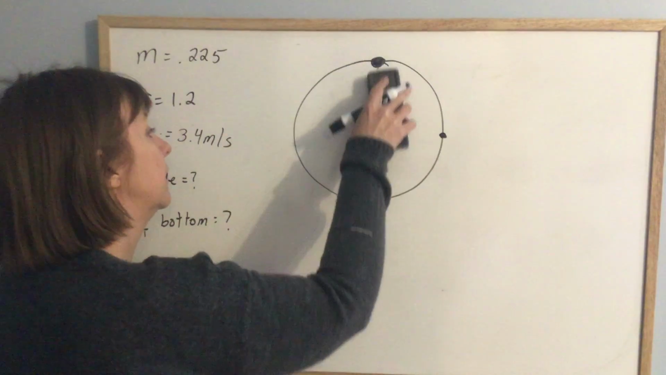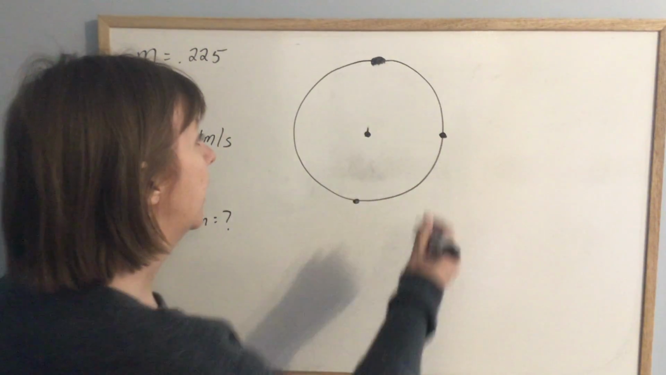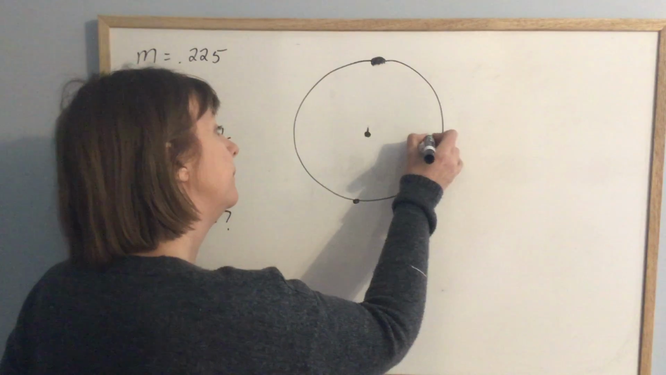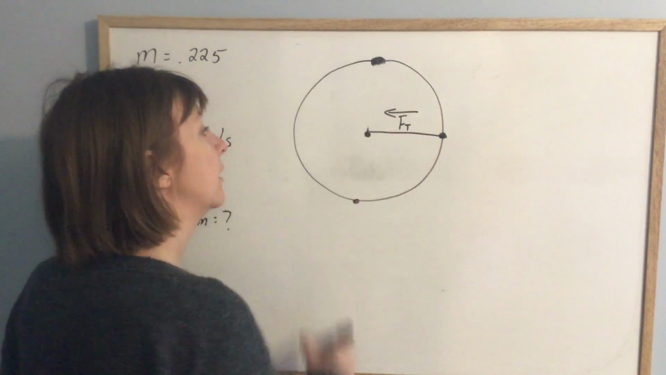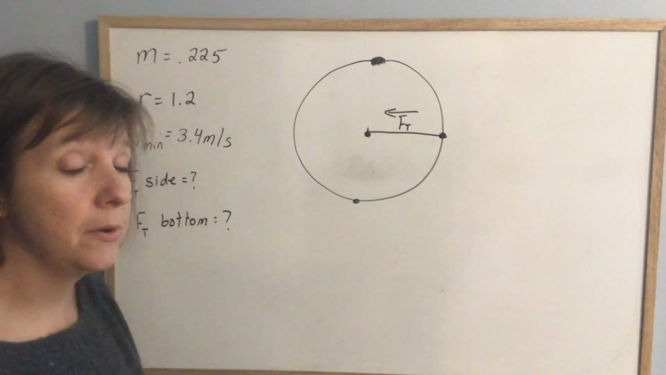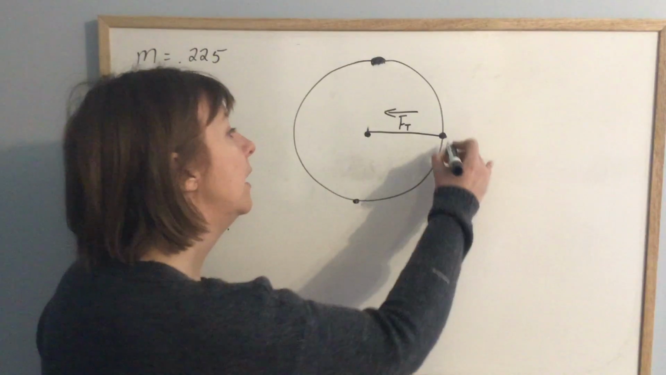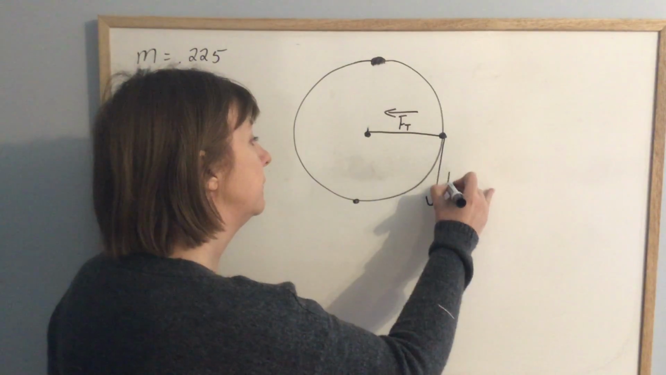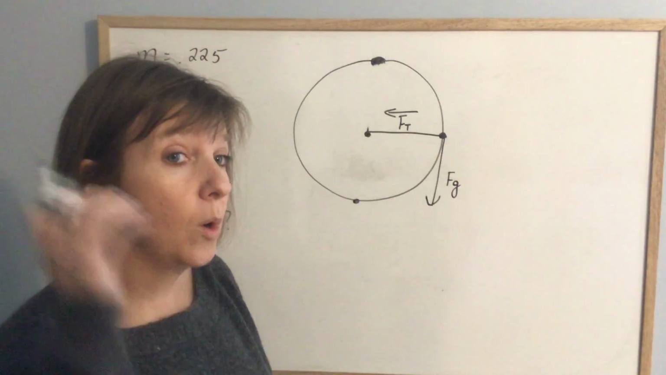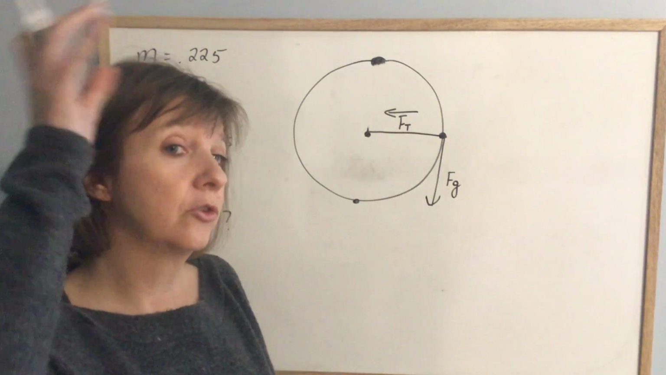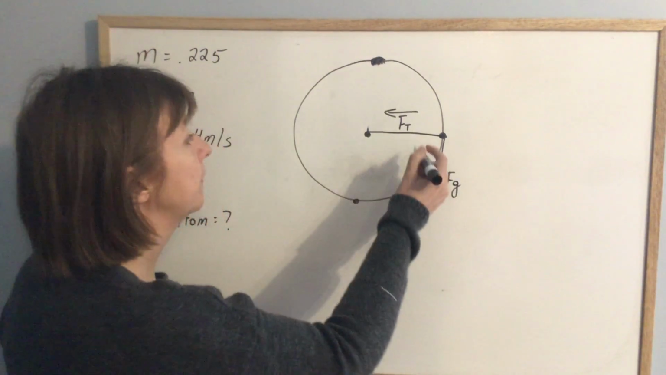So the yo-yo has continued through its circular path, and now it's here, okay? So force of tension would be going this way, right? Because force of tension on the string is going to be going in that way. And force of gravity would be going this way. So what way does centripetal force go? Centripetal force always goes toward the center of the circle.